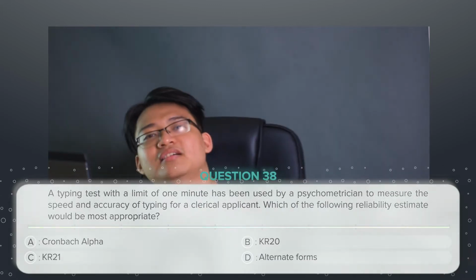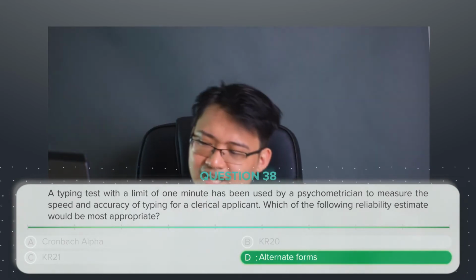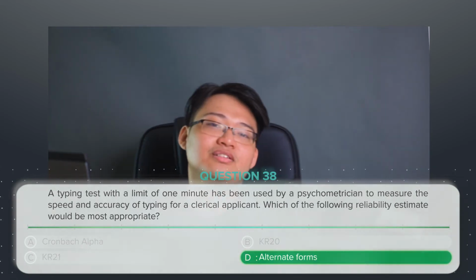The correct answer is letter D, alternate forms. So, why can't we use an inter-item consistency estimate? First, obviously it's not Cronbach's alpha, because it's a speed and accuracy test. We are also measuring accuracy. It's a dichotomous test, there is right or wrong. Why is it not KR20 or KR21? Because it's a speed test, right?